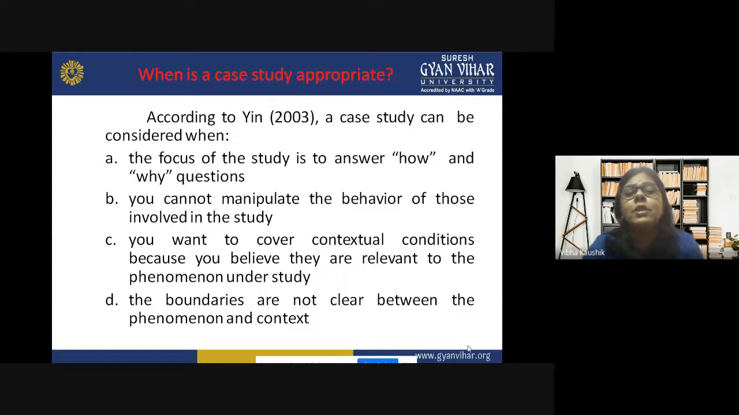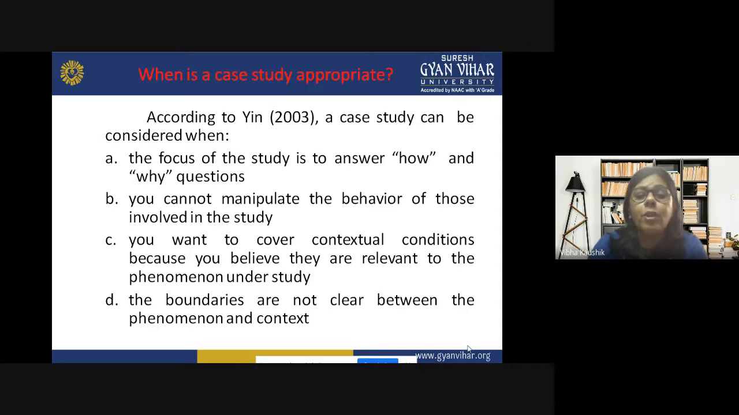When is a case study appropriate? According to Yin 2003, a case study can be considered when the focus of the study is to answer how and why questions. Means the case study will help you to get answers to how and why questions.